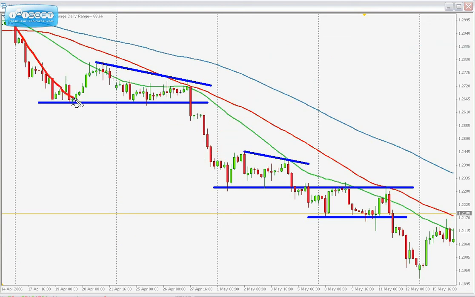As you can see, swing down, congestion, swing down, congestion, swing down, congestion, swing down. It's a very typical pattern. The fundamental part is to spot the trend, and once you spot the trend, spot what price is actually doing.